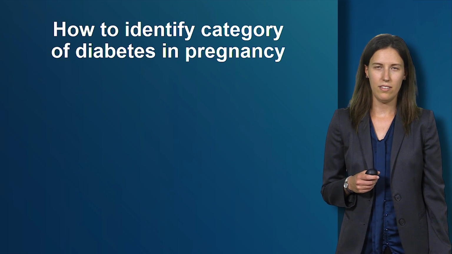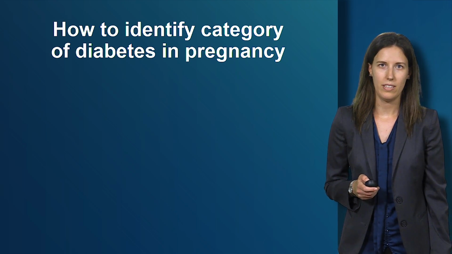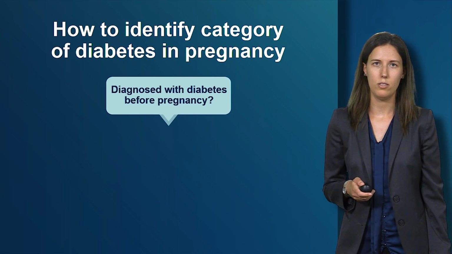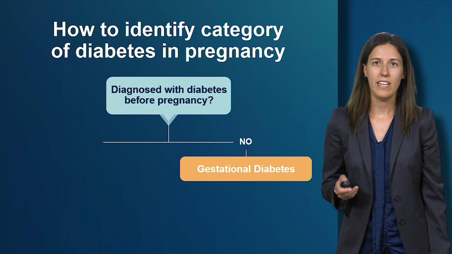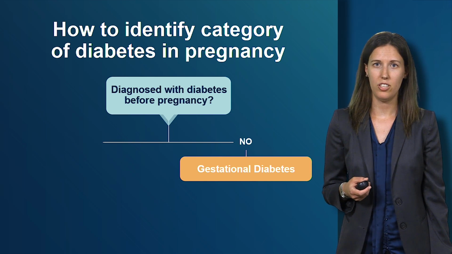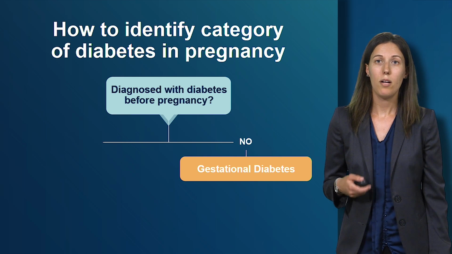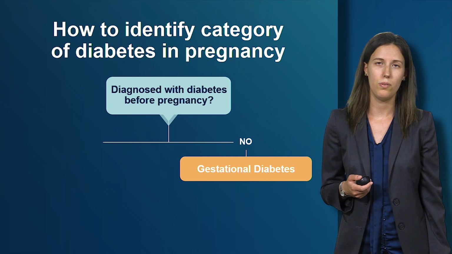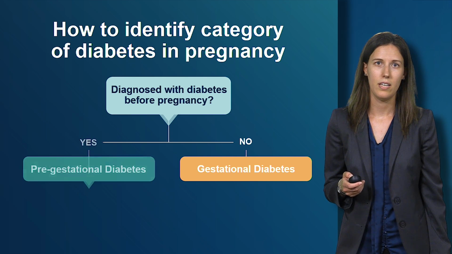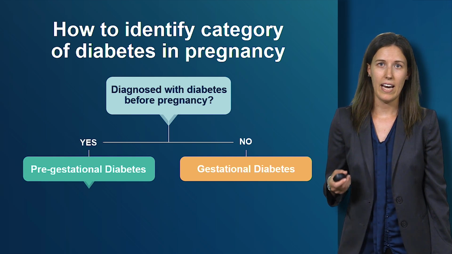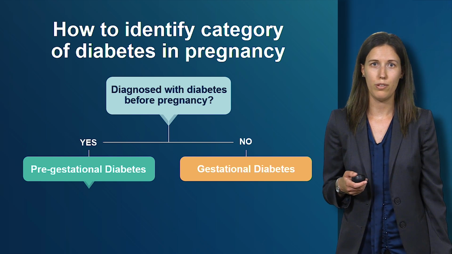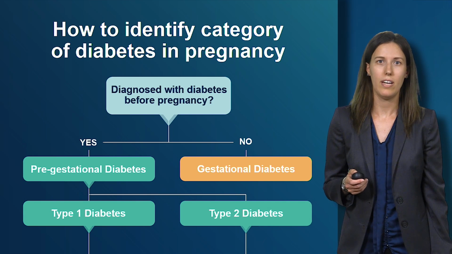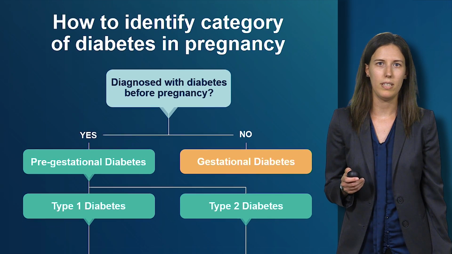In terms of how to identify the category of diabetes in pregnancy, the first question to ask is, was the patient diagnosed with diabetes before pregnancy? If the answer is no, then most likely the patient has gestational diabetes. Albeit there are exceptions to this, and sometimes women are diagnosed newly with type 2 diabetes early in their pregnancy. If the answer is yes, they were diagnosed with diabetes before their pregnancy, then they have pre-gestational diabetes, and this can include either type 1 diabetes or type 2 diabetes.